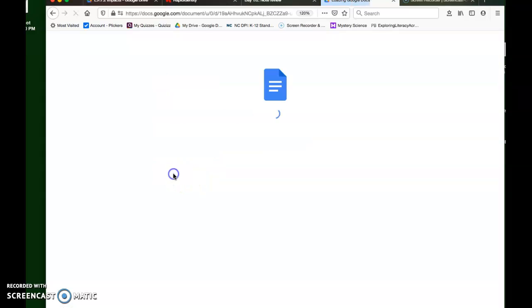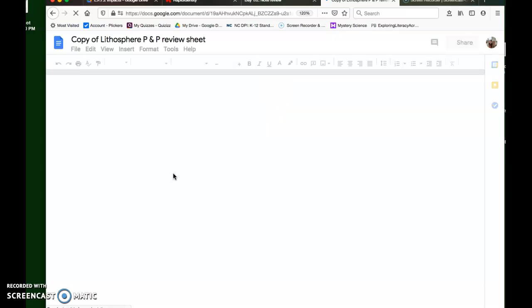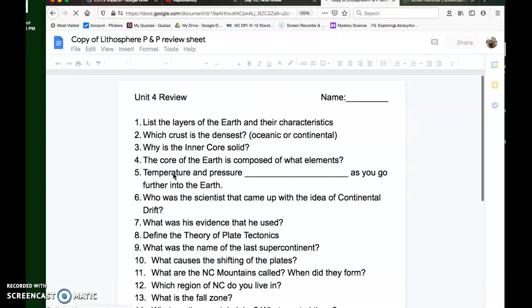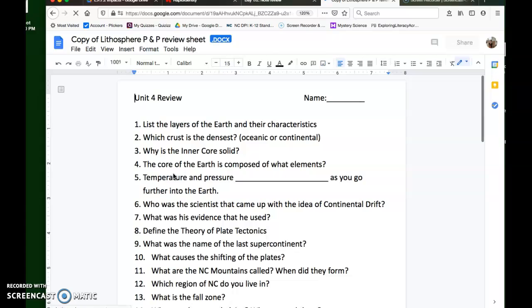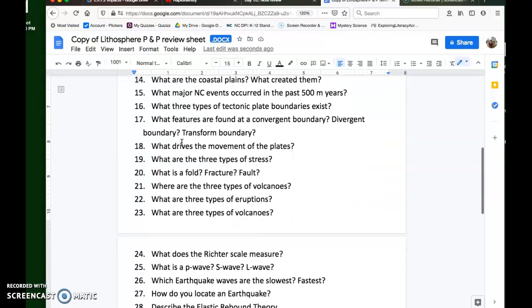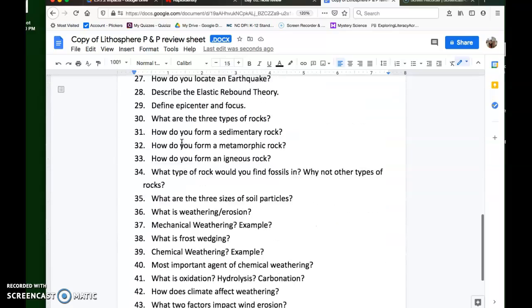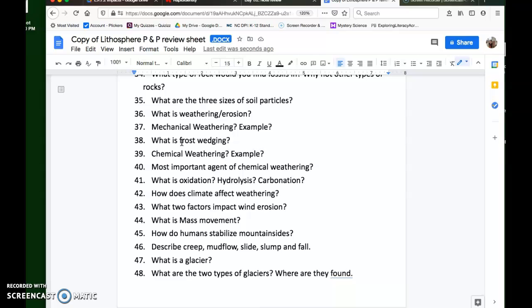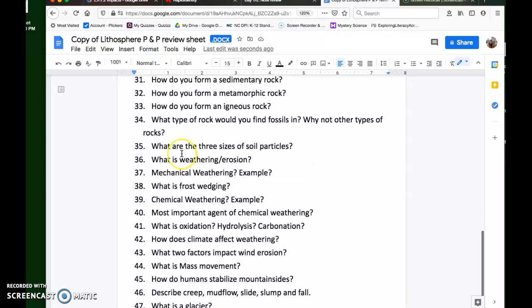You're going to go ahead and make a copy of the review sheet, your own copy. It really is about 50 questions long. You can answer them in, some of them need sentences, others you can do bullet points and lists. Let's see the review guide. So 48 questions long. All good stuff and stuff to remember.